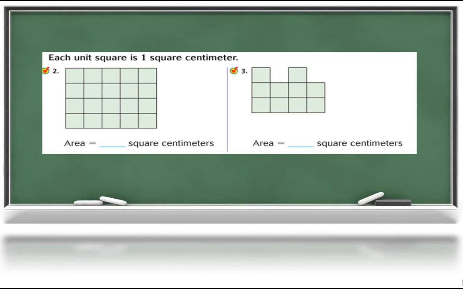It's through experiences with the color tiles that students are ready to answer questions like these, where they're asked to find the area of a gridded shape.